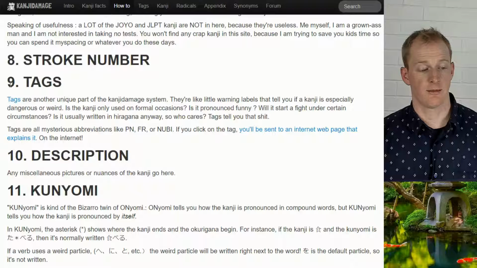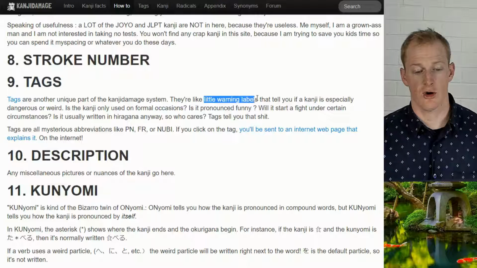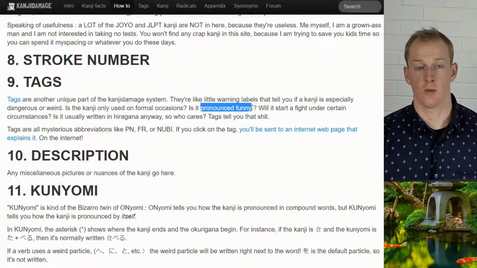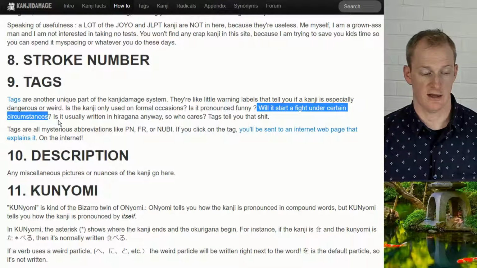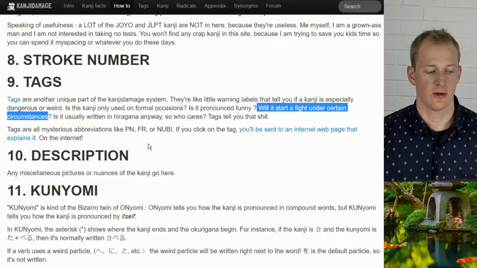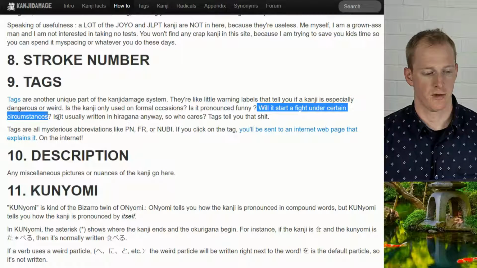Tags. This is actually a really interesting part of this website. I often come to this website just to look at tags sometimes. So he's got a whole bunch, and the little warning labels that tell you all types of things. So, is it only used in formal occasions? Does it have a weird reading which you wouldn't expect? "Will start a fight." This is actually a tag I was reading about last night. Basically, there are all these words in Japanese that are kind of slang, or there's kind of historical baggage associated with them. So if you just bring them up in random conversations, you might cause some social awkwardness at least. I don't think many people will fight you over that, but perhaps they could.